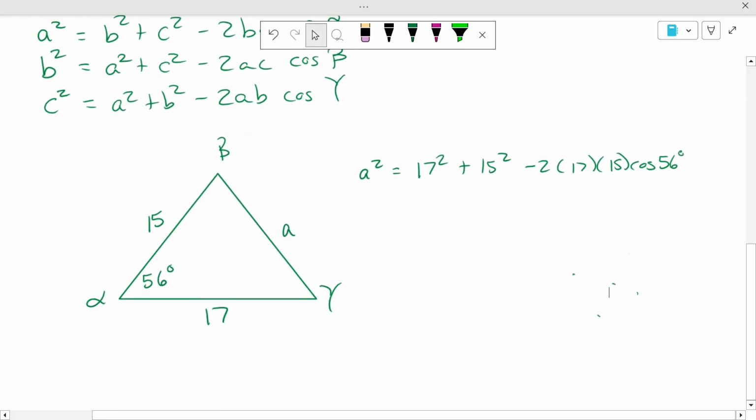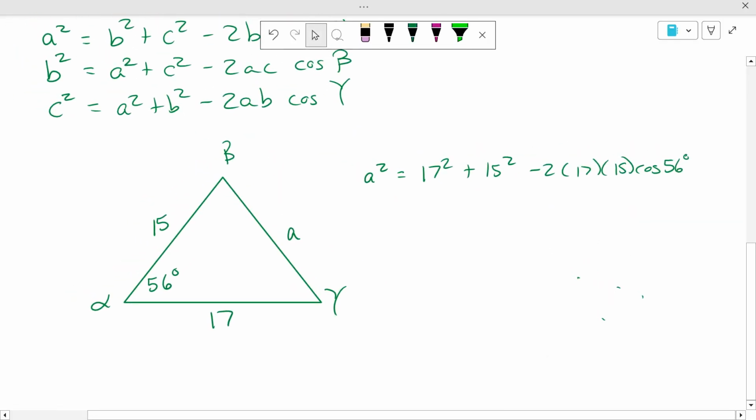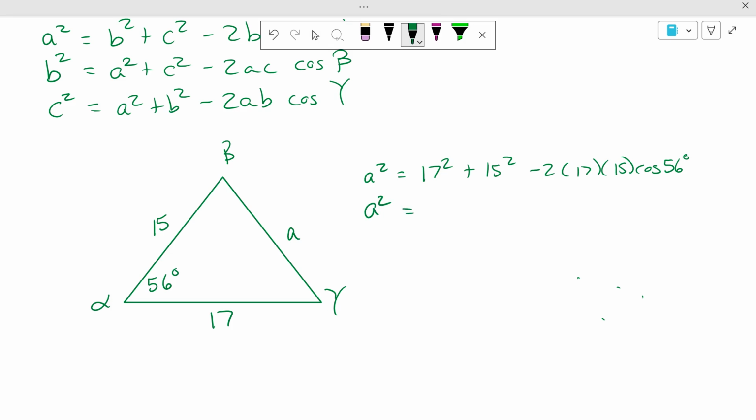Okay, so what you can do is put this straight into your calculator. 17 squared plus 15 squared minus 2 times 15 times 17 cosine of 56, all straight in there. And A squared will equal some number, I would guess, around 250-ish. I don't know, though. I could be way off.